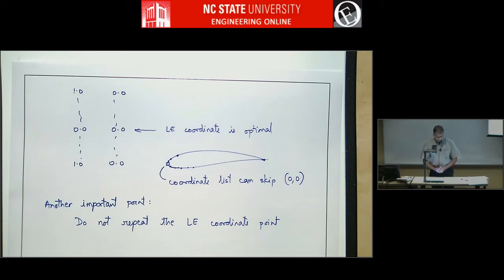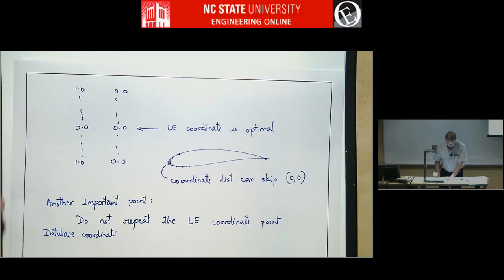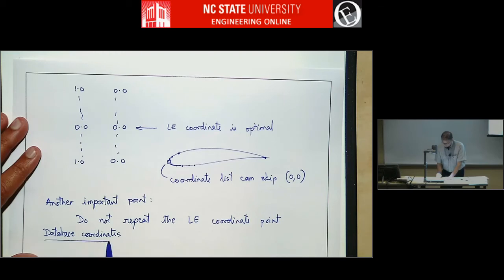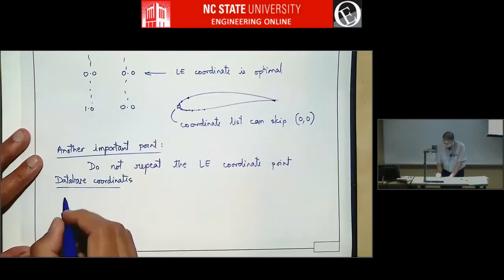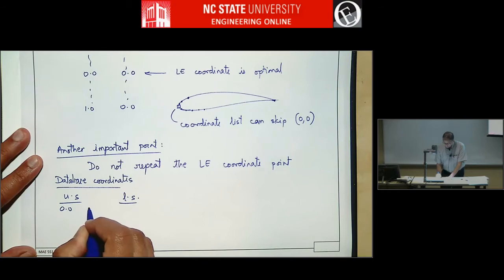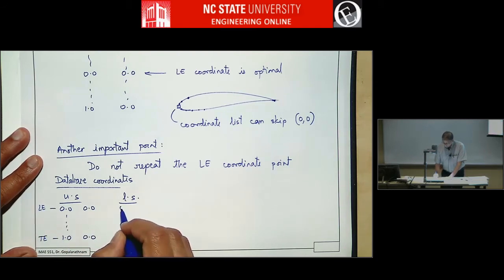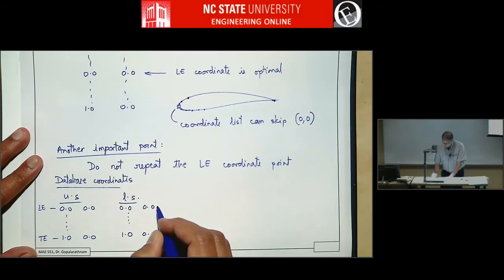And the reason this can happen is if you download some coordinates from a database, sometimes they will give you coordinates for the upper surface and lower surface going from 0 to 1. So this is leading edge and this is trailing edge. And then they'll do the same thing for the lower surface. And this is leading edge and this is trailing edge.